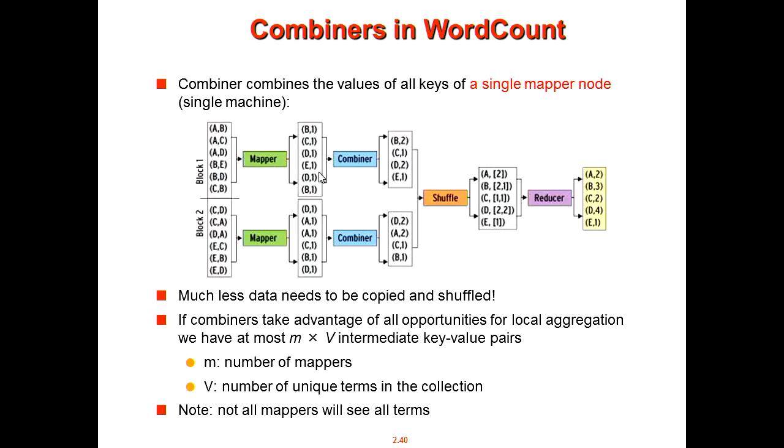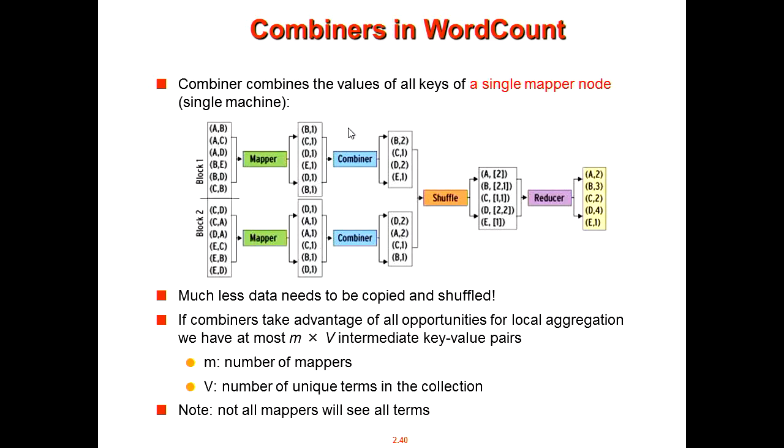From this example, you can see we have two blocks. Assume that this block is on one computer and this block is on another computer, and this is a mapper output. The mapper works on the records in this block and generates some results, for example, B1, C1, and these key value pairs. And this is in another computer. The mapper generates the output like this.